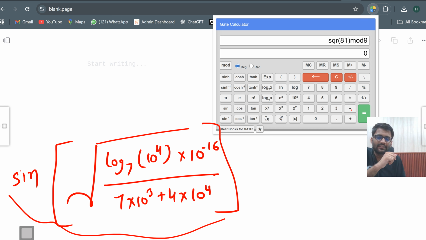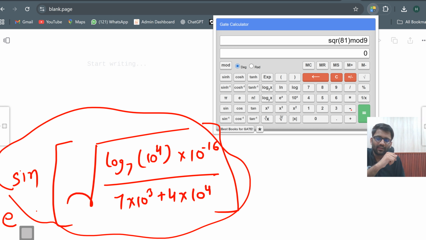And all of this is there in e to the power. Okay, e to the power sine, under root, in the sine there is this angle, under root log 7, 10 to the power 4 into 10 to the power minus 16 upon 7 into 10 to the power 3 plus 4 into 10 to the power 4. This calculation I need to do.